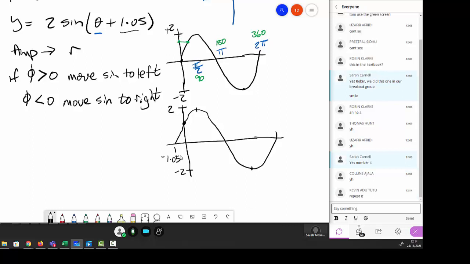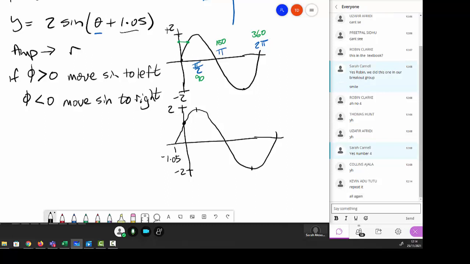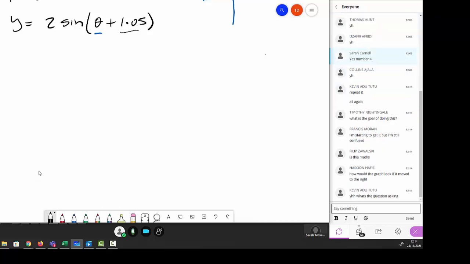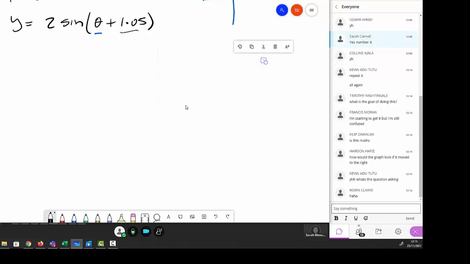Repeat it. Yeah, okay, Kevin, I'll do exactly that. And in fact, I'll rub that out and do it again. So, is this maths? Of course it's maths. Wouldn't be doing it if it wasn't maths. Tom? Yes? An interesting question asked in the chat. What is the goal of doing this?